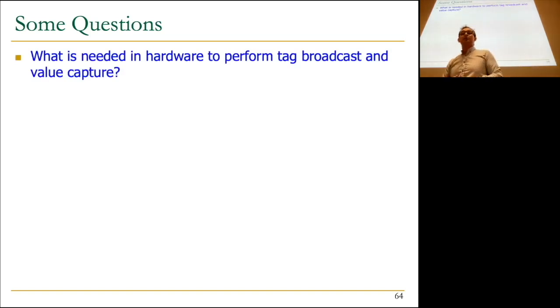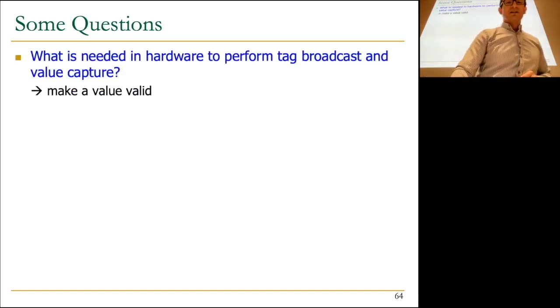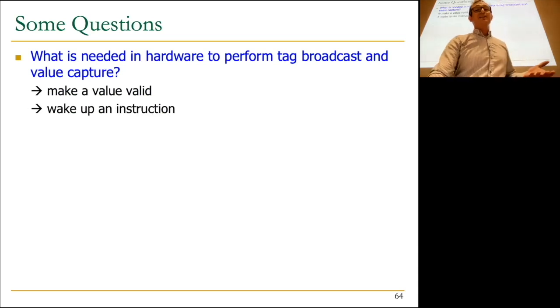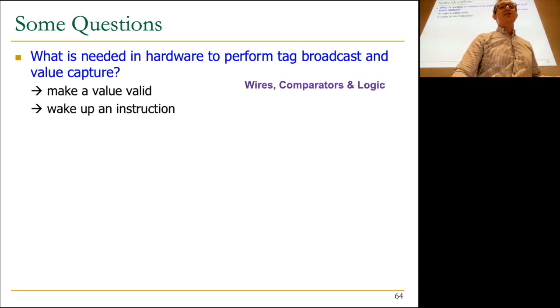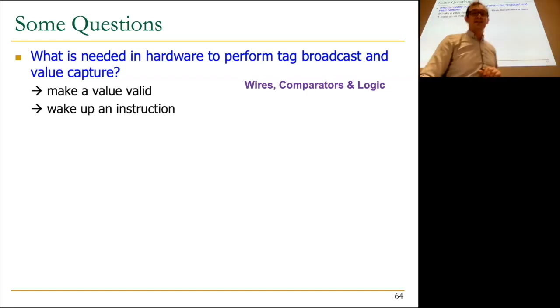So what is needed in hardware to perform tag broadcast and value capture? Basically, you need to make a value valid and wake up an instruction. For this, you need wires, comparators, and logic. Basically, a lot of hardware. And this is expensive hardware.